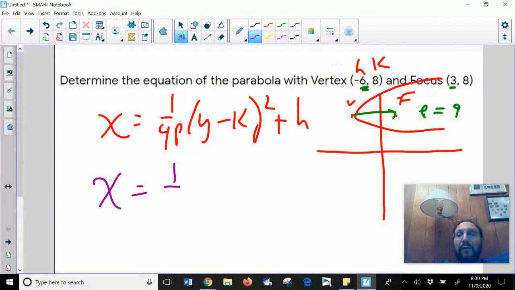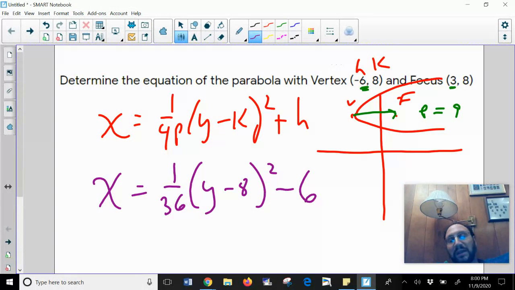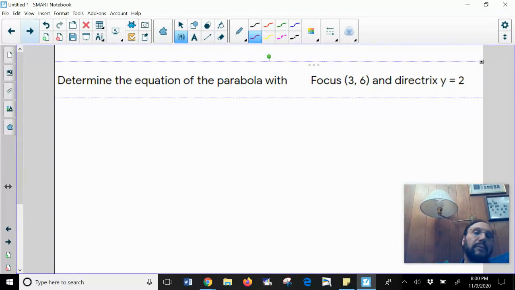x equals 1 over 4 times 9, (y minus k) squared, plus h. The 9 is positive because it's going to the right. The k value is 8, so y minus 8, and then plus h. You can say plus a -6 or minus 6. And that's the answer for number 1, the first one we had. The second one is asking a very similar question, but this time we're given a focus and a directrix.